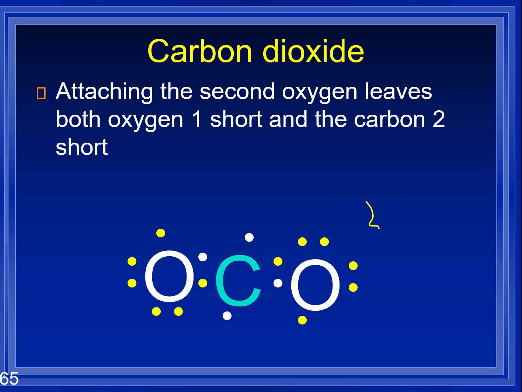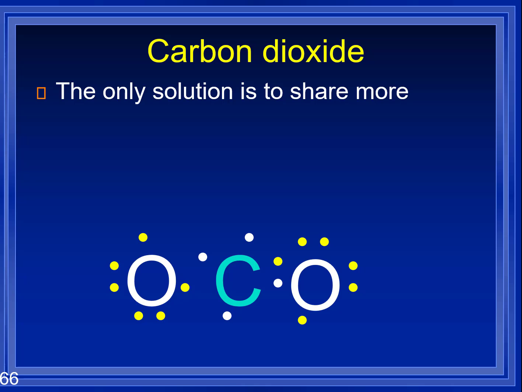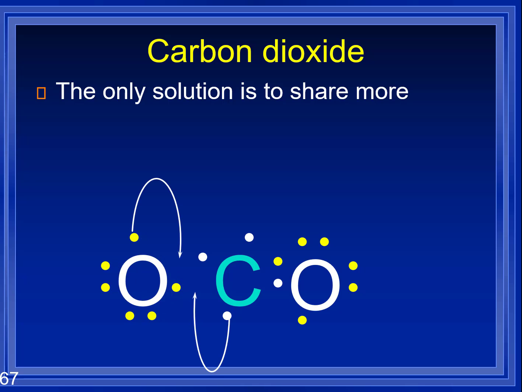That solved my problems. No, actually, both my oxygens have 7. And my carbon only has 6. So now nobody looks like a noble gas. So sharing one pair of electrons was not enough. We tried it. It didn't work. The only solution is to share more. So I'm going to take one from each atom, move them in, erase them, and move them in.